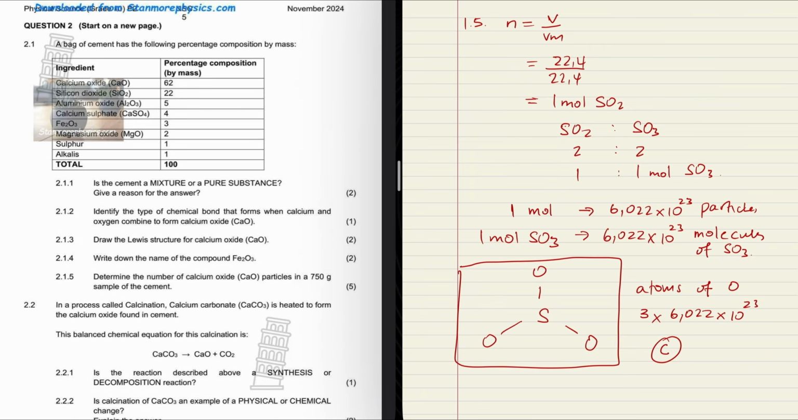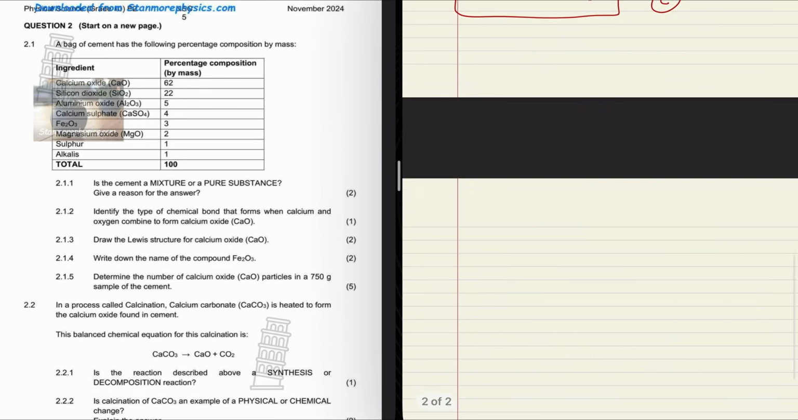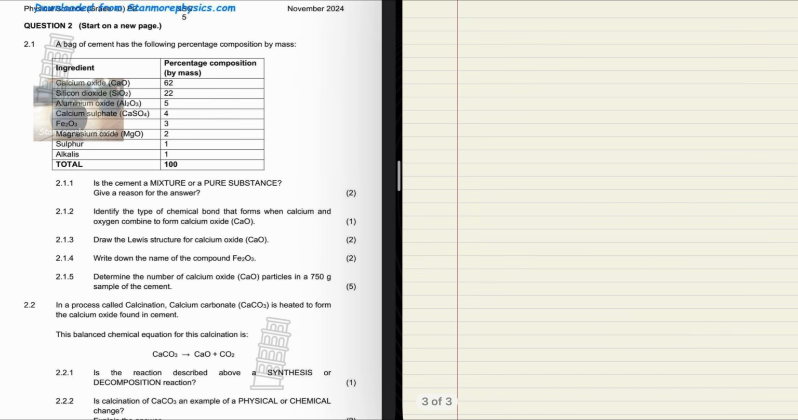Now let's take a look at question number 2. A bag of cement has the following percentage composition by mass. 2.1.1, is cement a mixture or a pure substance? Cement is of course going to be a mixture. And the reason why it is a mixture is because it has different substances in it. Right? You have calcium oxide, you have silicon dioxide, and so on.